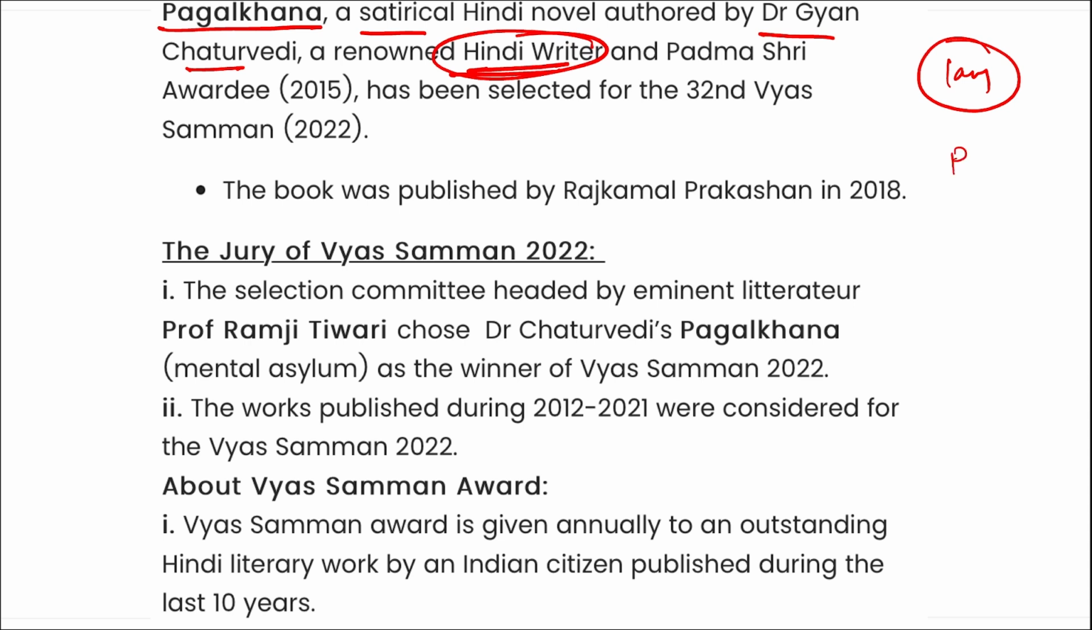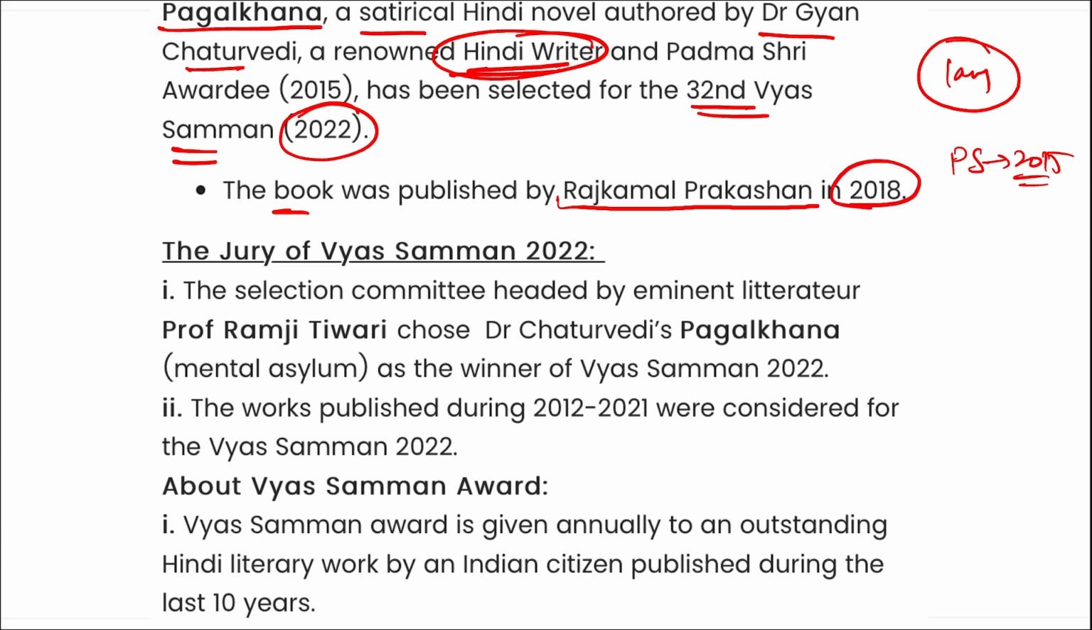He was awarded the Padma Shri Award in 2015 and has been selected for the 32nd Vyas Samman for 2022. This book was published by Raj Kamal Prakashan in 2018, and the selection committee for this was headed by eminent literature Professor Ramji Tiwari. Also, if we talk about Vyas Samman, this award is given annually to any individual who has done outstanding work in Hindi literature. Alright, he should be an Indian citizen and it is published during the last 10 years.